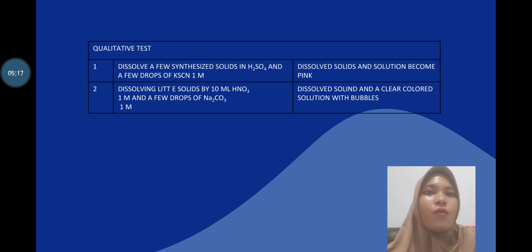KSCN 1 molar. Observation: dissolved solid, solution becomes pink. Next, dissolving the solids in 10 ml nitric acid 1 molar and a few drops of sodium carbonate 1 molar. Observation: dissolved solids and a clear color solution with bubbles.